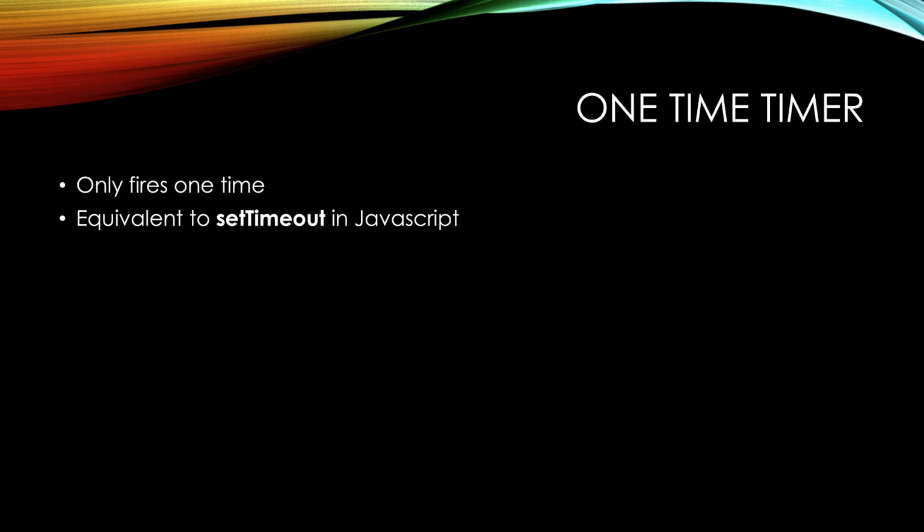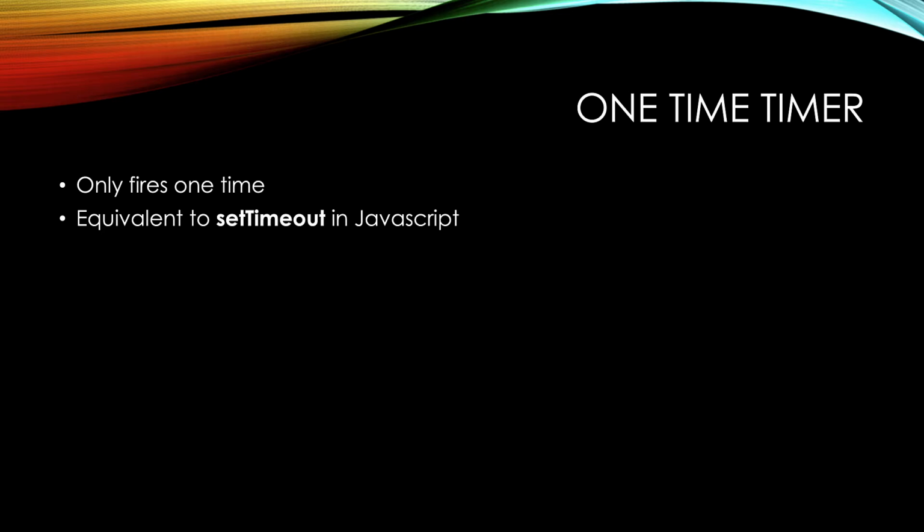As I mentioned earlier, there are two types of timers. A one-time timer is the one that fires an action only one time after a fixed interval of time. For example, let's say that your screen shows up and you want to do something on the screen after 5 seconds or 10 seconds. You will use a one-time timer that will fire.